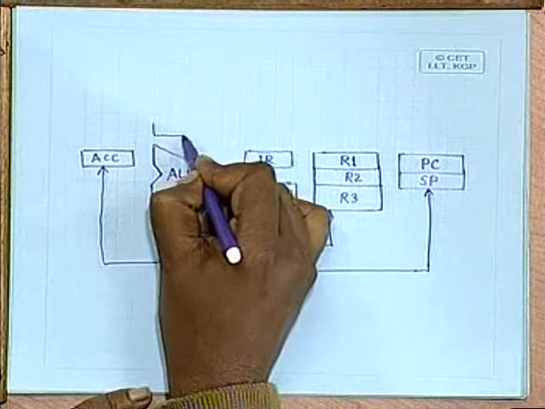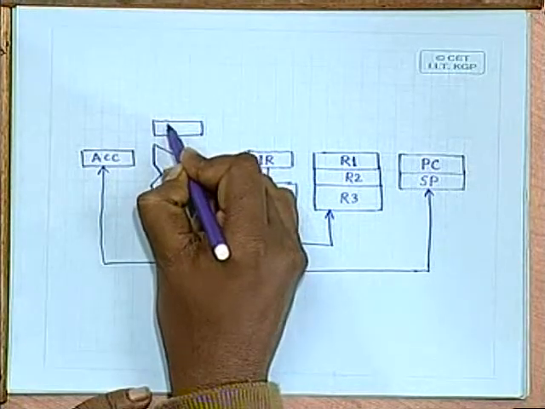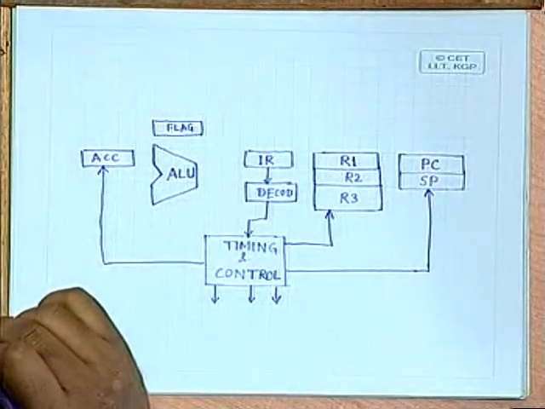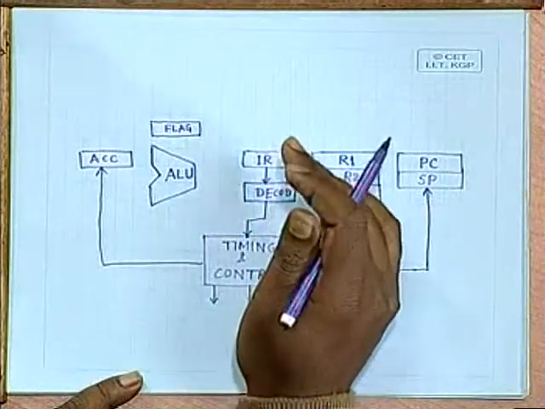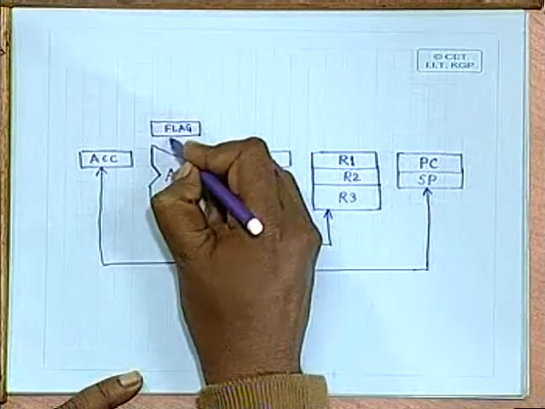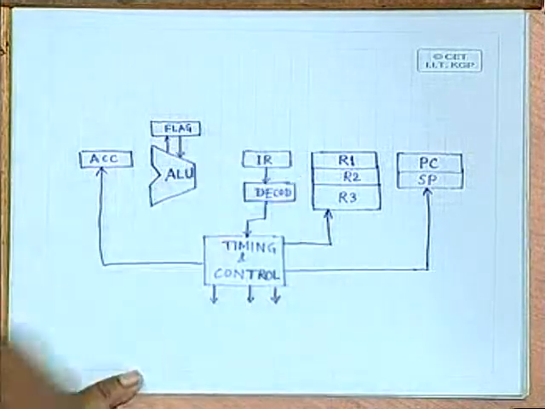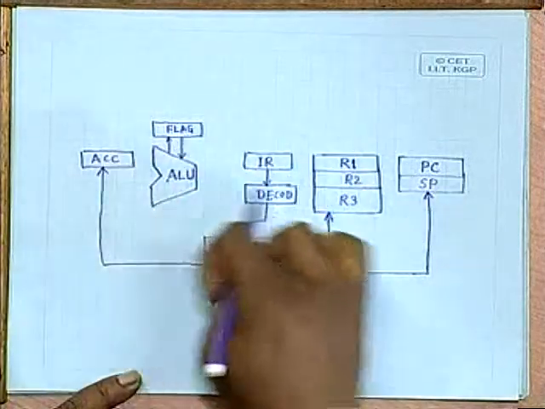Okay. So, these resources are called flags, which save the status of execution of some arithmetic or logical operations. These flags are also sometimes known as the processor status word. Now, these are the resources that I need in a CPU for execution of any particular task.